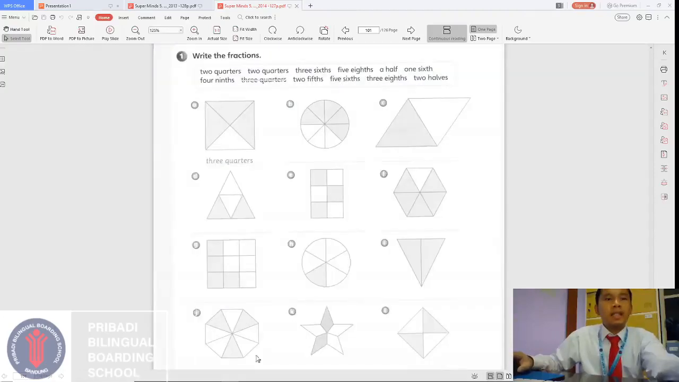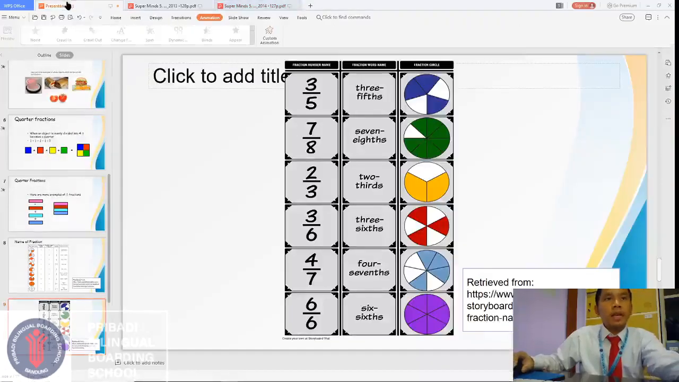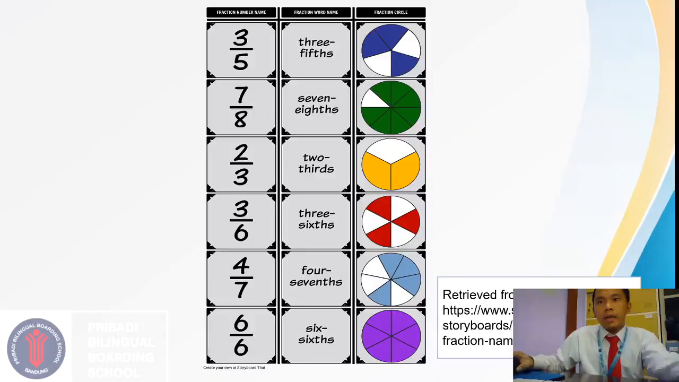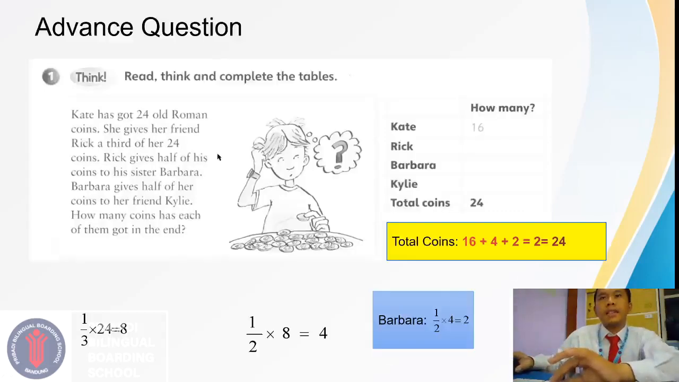Okay, so let's get back to our presentation. We have questions that I took from the workbook. This one is from page 103. Kate has got 24 old Roman coins. She gives her friend Rick a third of her 24 coins. Rick gives half of his coins to his sister Barbara. Barbara gives half of her coins to her friend Kelly. How many coins has each of them got in the end?